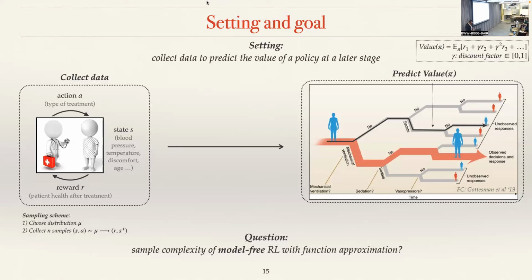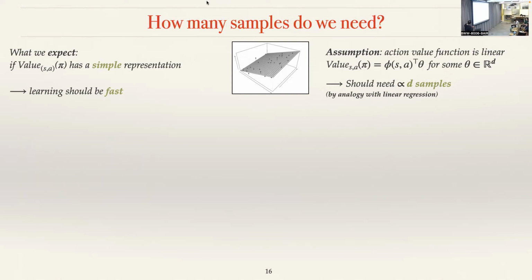Now, our expectation is that if the action value function has a simple representation, for example, a linear expansion, and perhaps we even know the feature extractor, then this should be an easy problem. Why? Well, it's just by analogy with linear regression. If you are solving a regression problem, and I give you a feature map, and I promise that the problem is realizable, so the target does have some linear expansion, perhaps with some noise, then you can open a textbook in statistics, and you will see that standard linear regression can learn this problem very quickly.